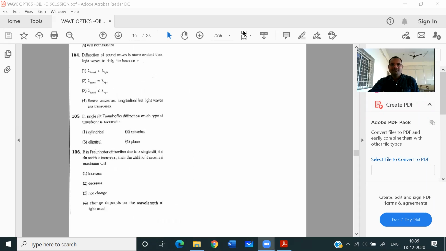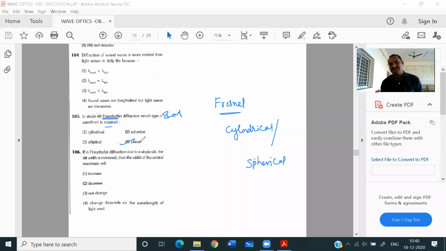105. In single slit Fraunhofer diffraction, which wavefront is used? Fraunhofer diffraction means a plane wavefront. Important question. Whereas in Fresnel diffraction, it may be cylindrical or spherical. Remember, Fresnel means cylindrical or spherical, whereas Fraunhofer means it should be plane. However, it cannot be elliptical.